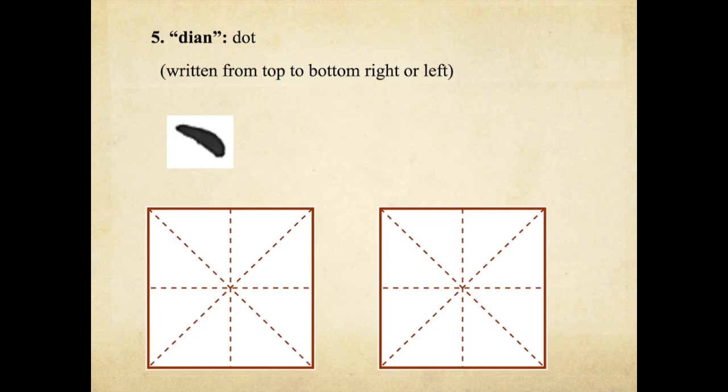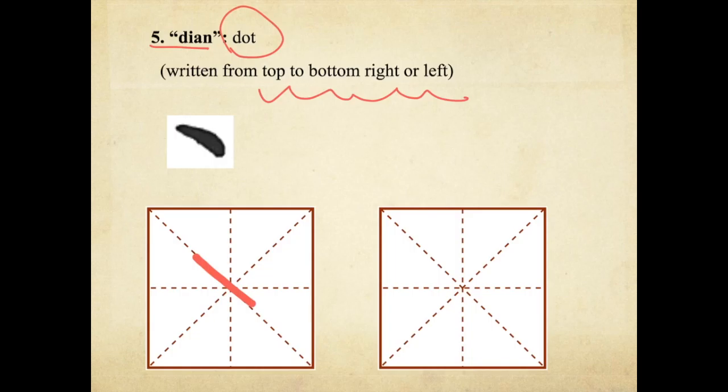The next stroke is 点, which means the dot. Do you want to guess how to write it? It is pretty simple one. So we just need to write from the top to the bottom right or left, which should look like this.